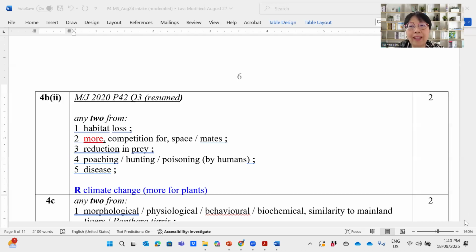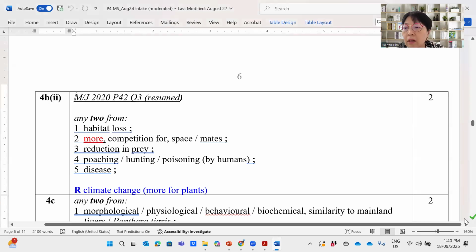Okay, so you must give better answer than just climate change like that. There are a few more better answers than this, right? So you must choose the better answer to write in exam to secure the mark. Okay? Don't just write anything randomly. Cannot write randomly, must write the correct one.